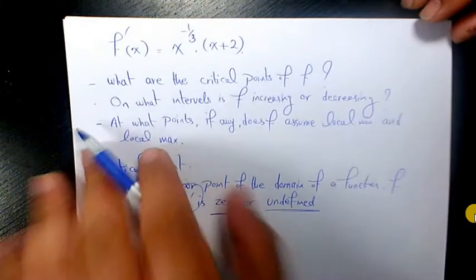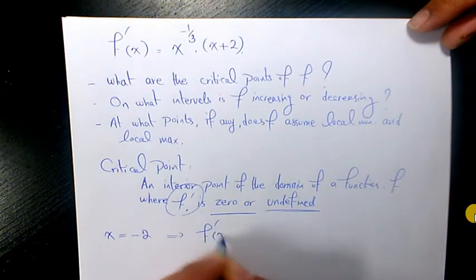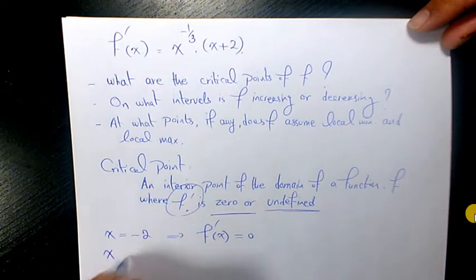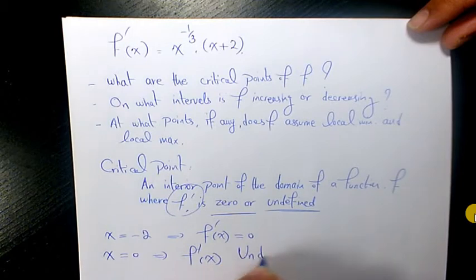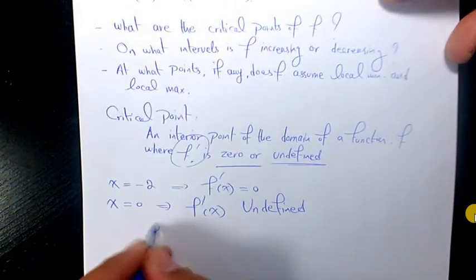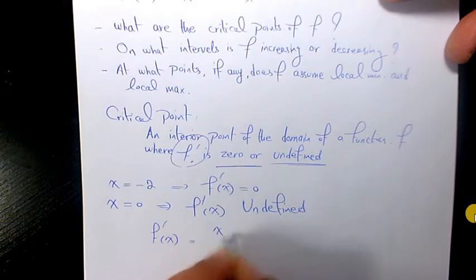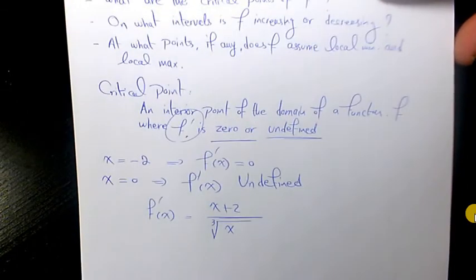So in here, when you have x equals to negative 2, that makes f prime equal to 0. And when x is 0, f prime is going to be undefined. So the two critical points are going to be negative 2 and 0. Because here f prime x is going to be x plus 2 divided by cube root of x. That's basically how you can show this f prime x.